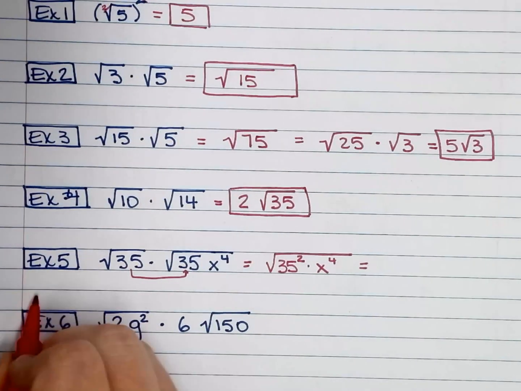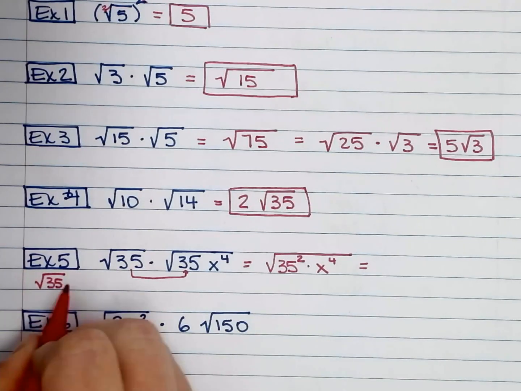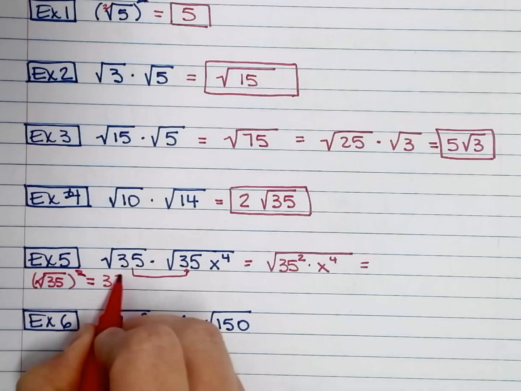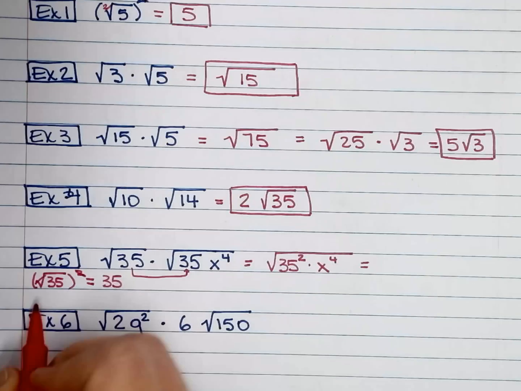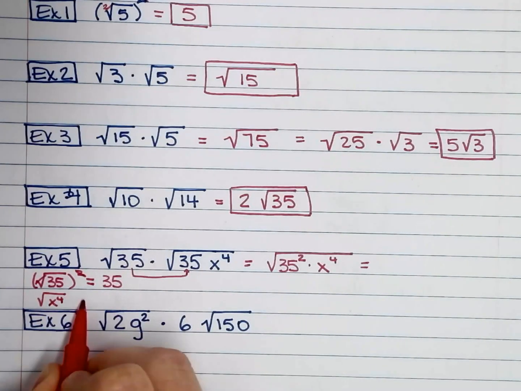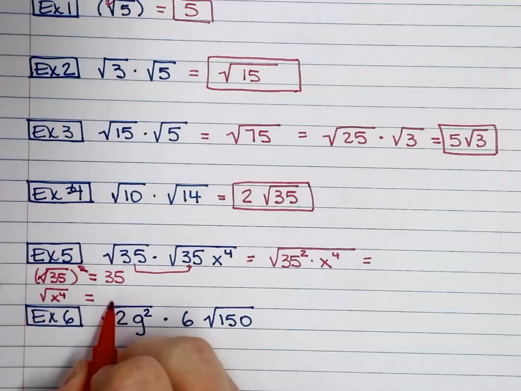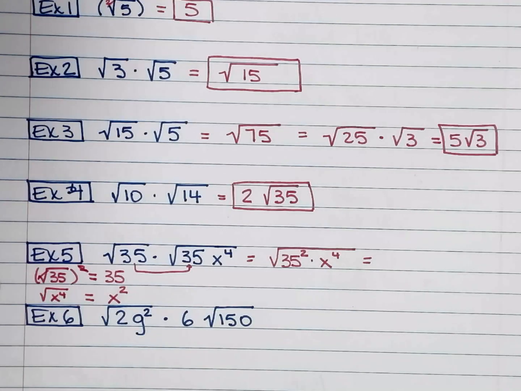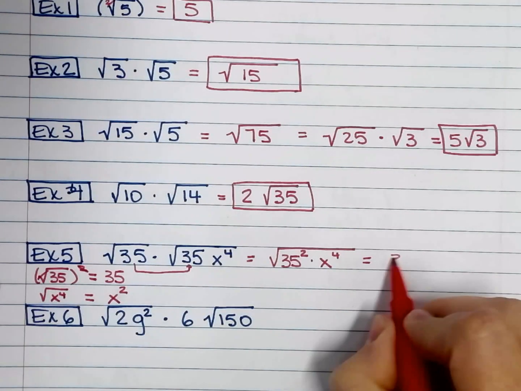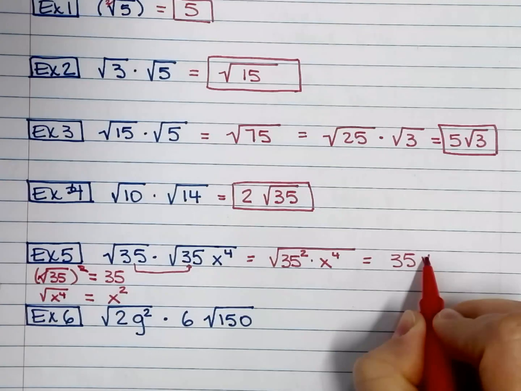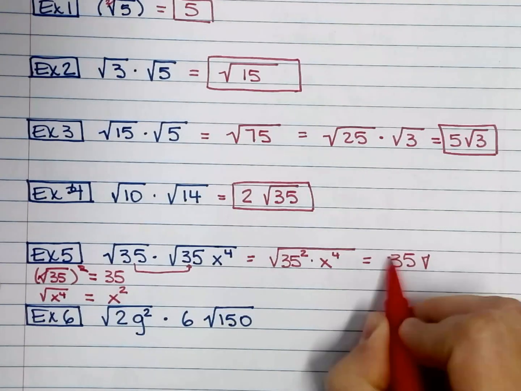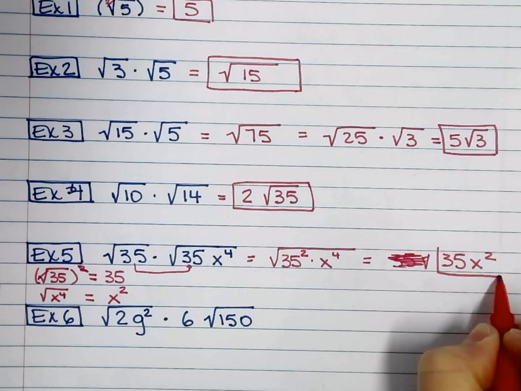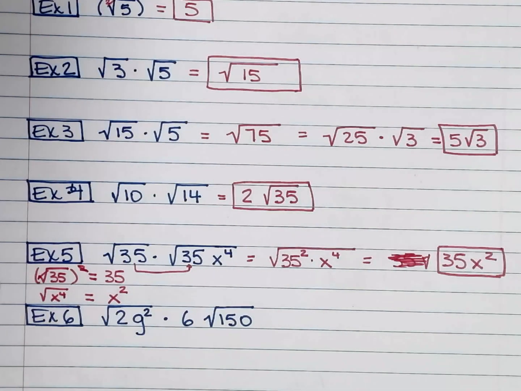I can simplify them independently like we did in the previous video. I can do square root of 35 squared. I can simplify that just down to 35. And then the next one, I'm going to simplify square root of x to the 4th power. And that'll be just x to the 2nd power. And then everything simplified, everything came out of the root. My whiteout disappeared. So sorry about that. So 35x squared. Fully simplified right there.